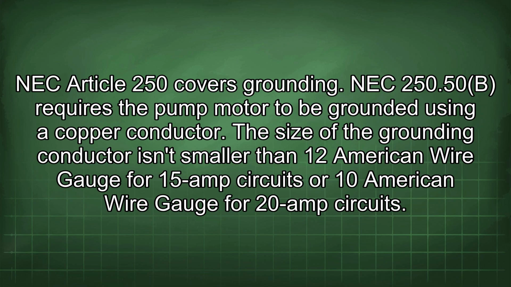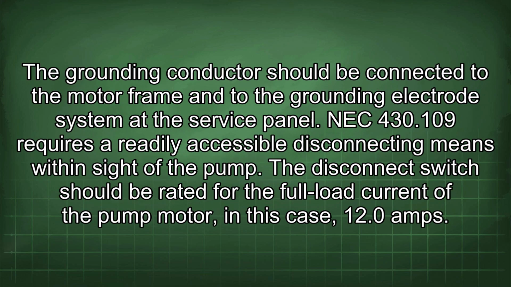NEC Article 250 covers grounding. NEC 250.50(b) requires the pump motor to be grounded using a copper conductor. The size of the grounding conductor isn't smaller than 12 American wire gauge for 15 amp circuits or 10 American wire gauge for 20 amp circuits. The grounding conductor should be connected to the motor frame and to the grounding electrode system at the service panel.